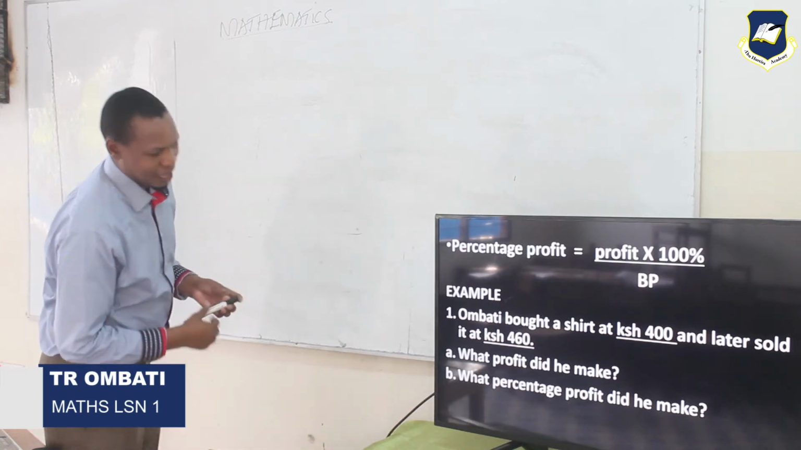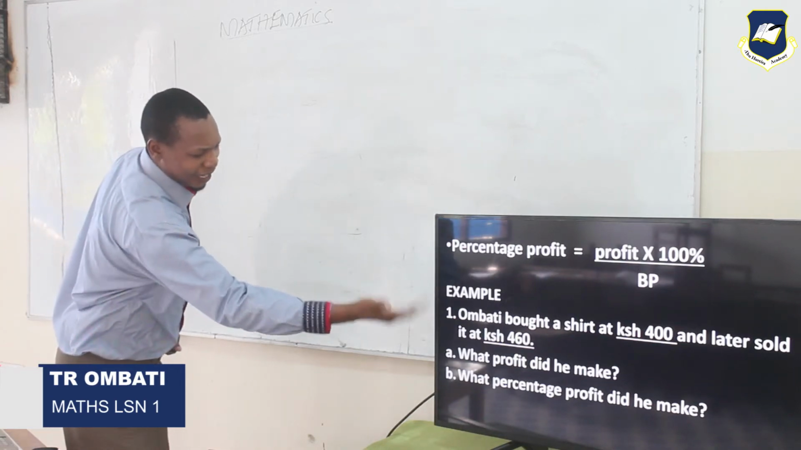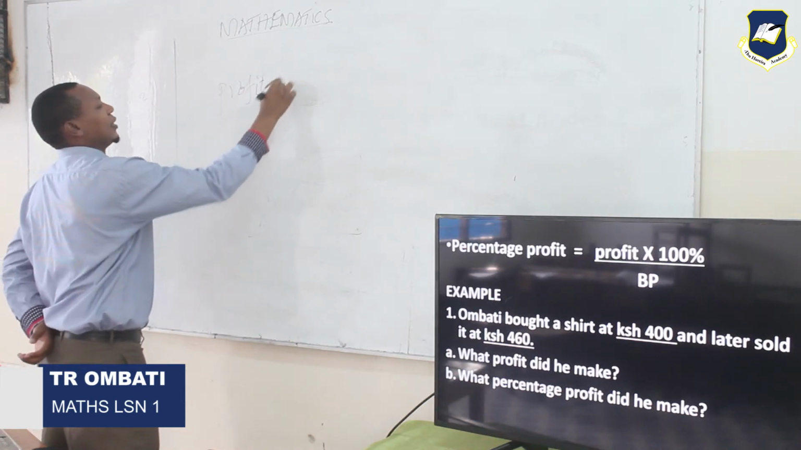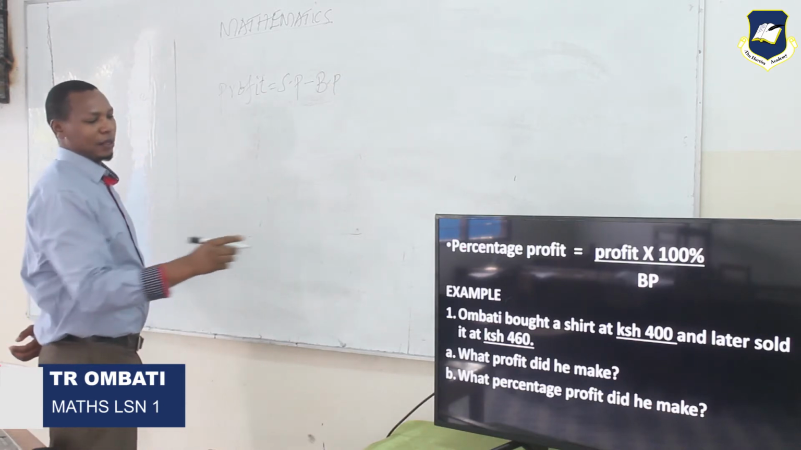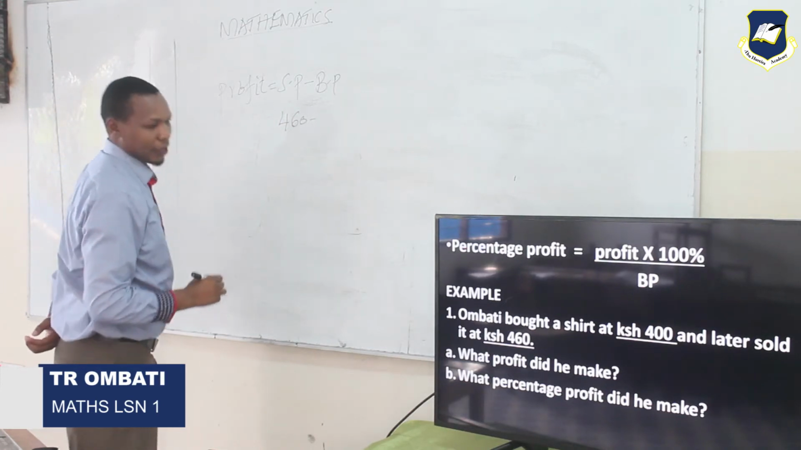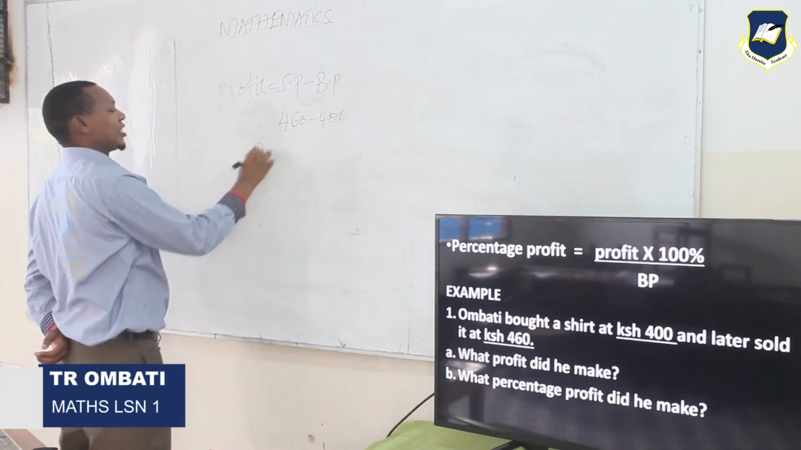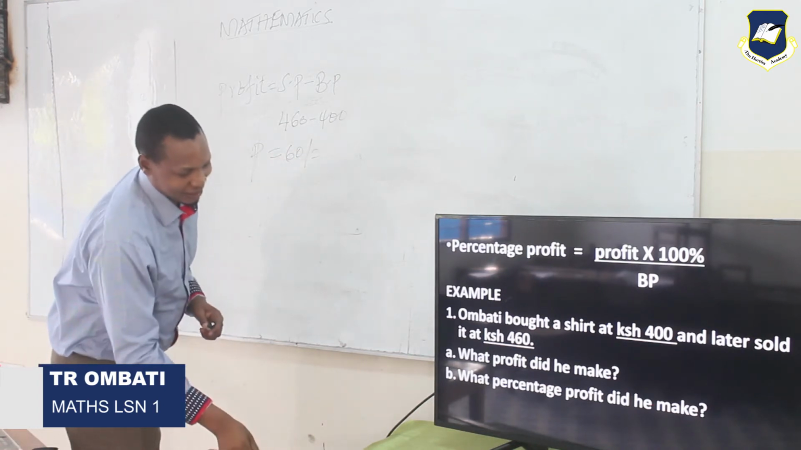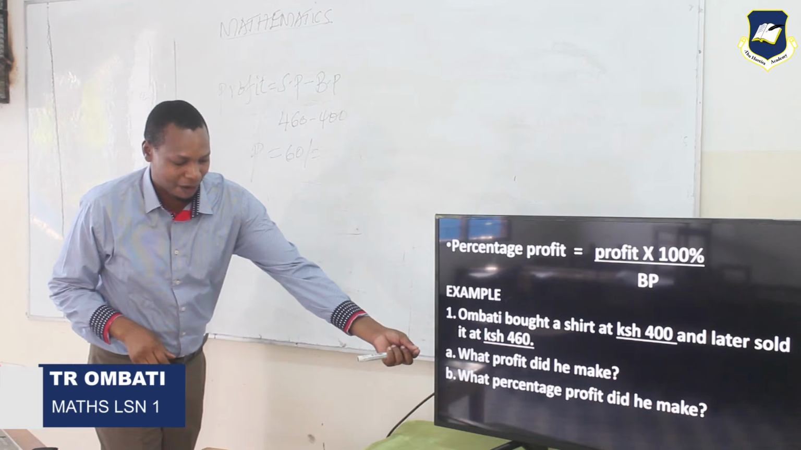We have already done that one. How do we find the profit before we even see how I'm working? The profit is given as the selling price minus the buying price. In our case, this will be 460 shillings minus the buying price, which was 400 shillings. So our profit now will be 60 shillings. So in our case, we have 60 shillings as our profit.